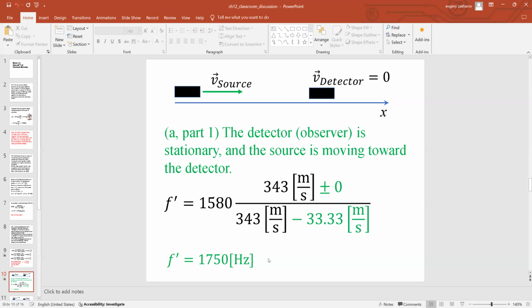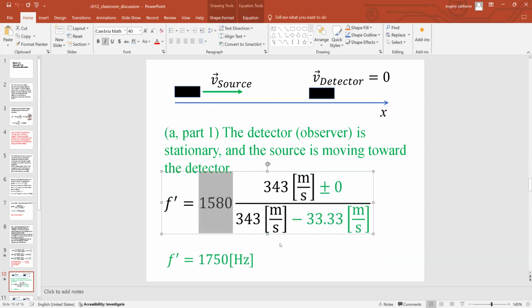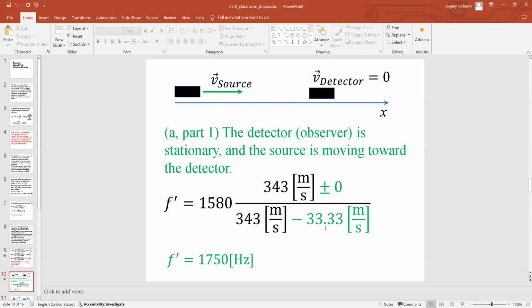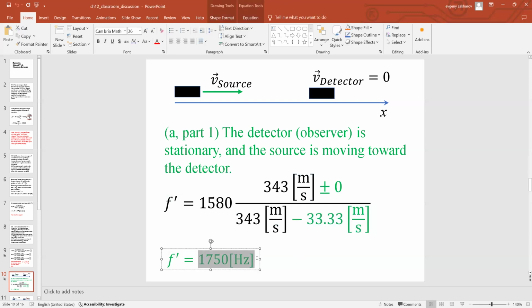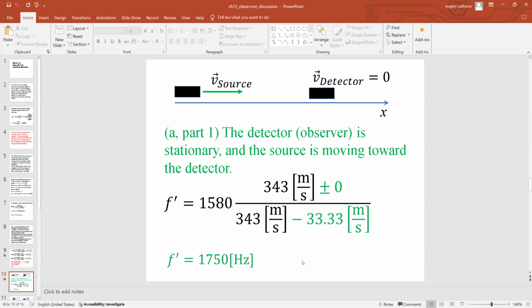And you do the math, and you will end up with indeed what? The higher pitch, higher frequency. You measure 1580 with no Doppler effect, with no motion. But if a police car is coming towards you, you hear that wow, wow, wow, wow, wow. That's your higher pitch, higher frequency. Makes sense, right?